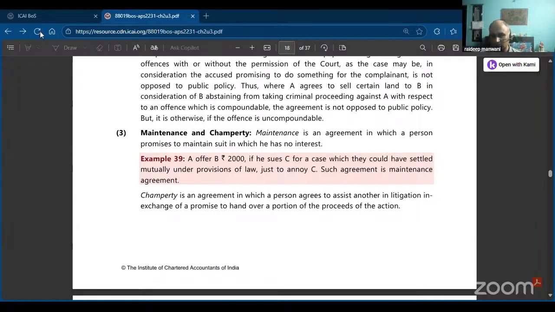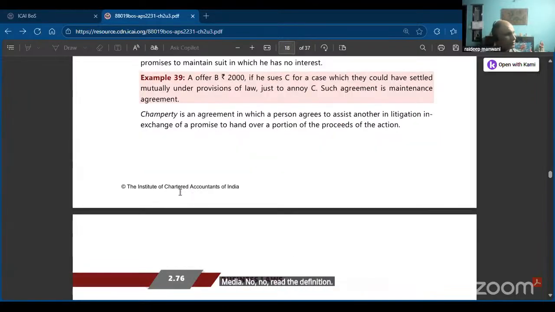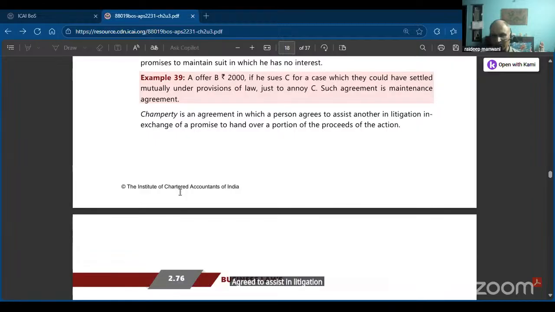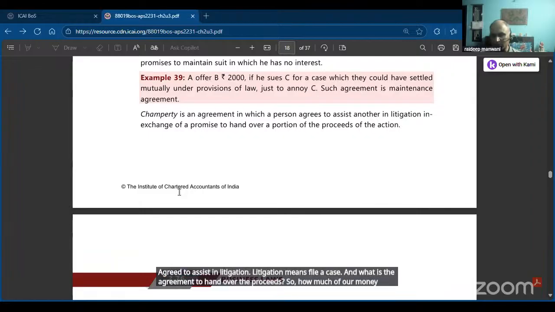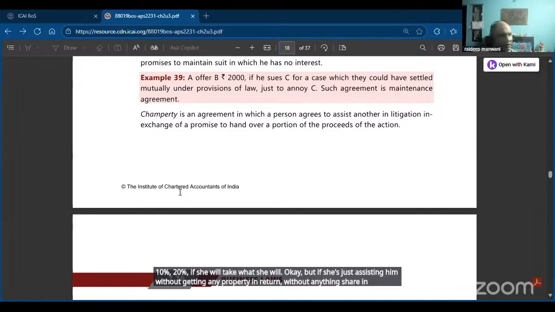Read the definition. Champerty is an agreement in which a person agrees to assist another in litigation in exchange for a promise to hand over a portion of the proceeds of the action. Agree to assist in litigation. Litigation means file a case. And what is the agreement? To hand over the proceeds. So suppose he wins the property of 5 crores, 10%, 20%, she will take. But if she's just assisting him without getting any share in return, it becomes maintenance.